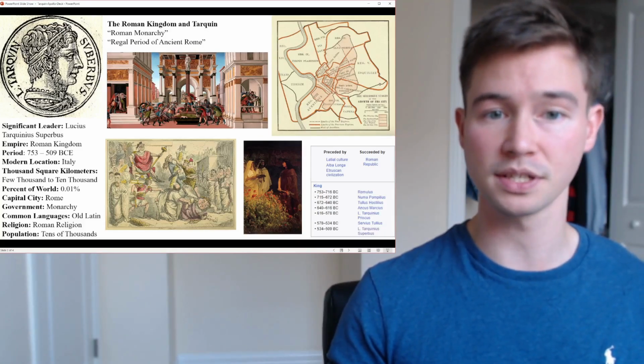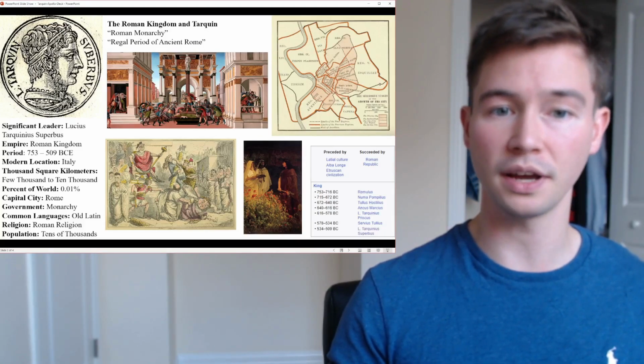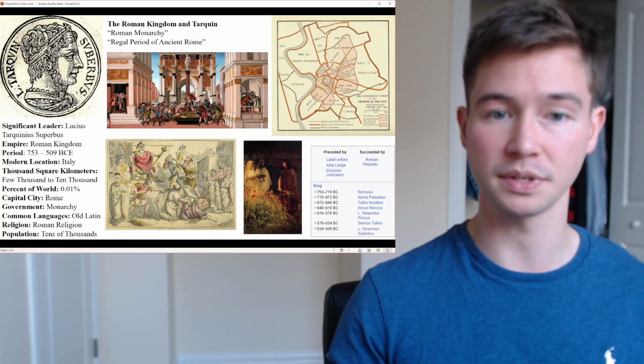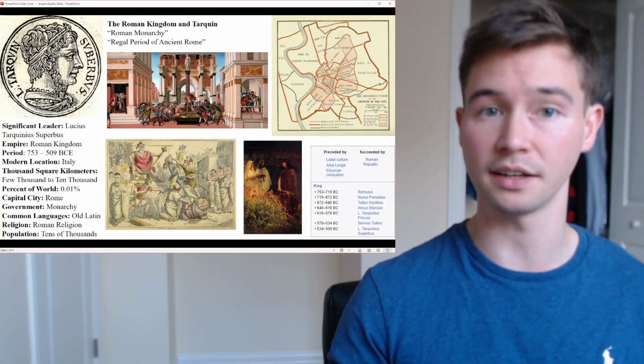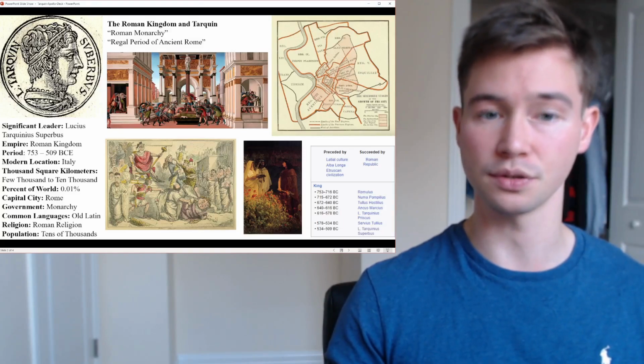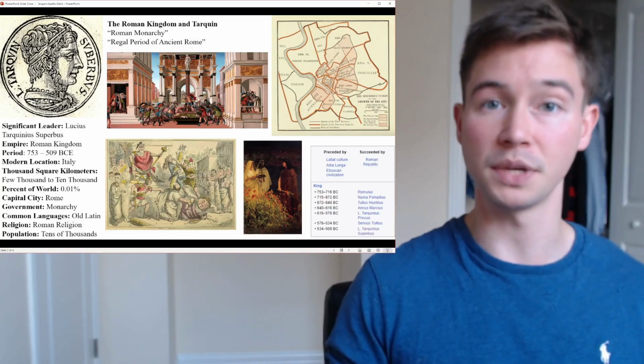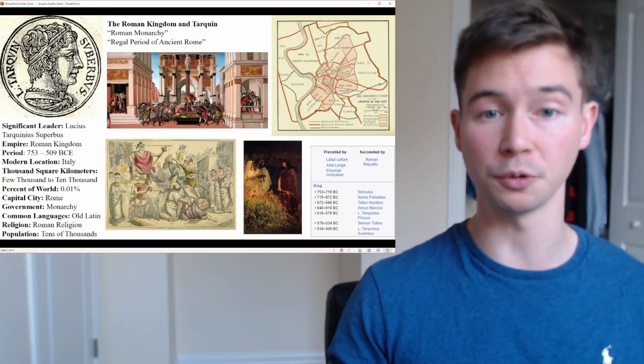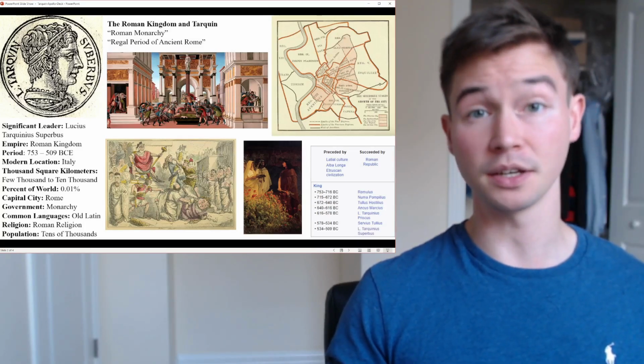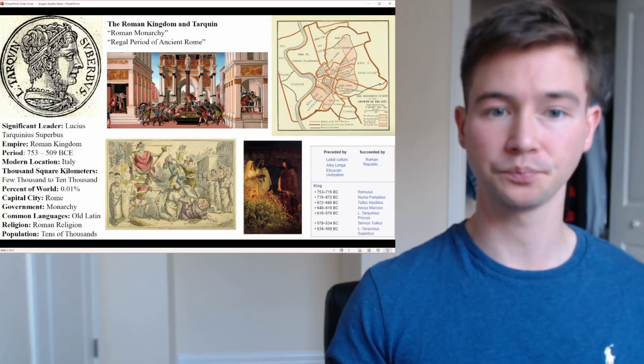What preceded it was Latial culture, Alba Longa, and Etruscan civilization. As we can see, Tarquinius likely had Etruscan roots. There were also the Sabines, filled into part of the mixture that created the Roman people, and then succeeded by, as one might guess, the Roman Republic.